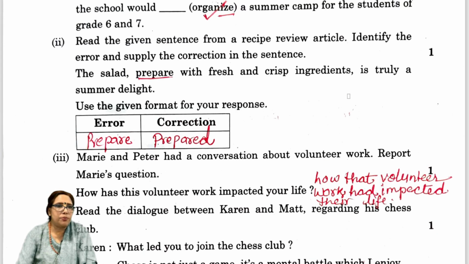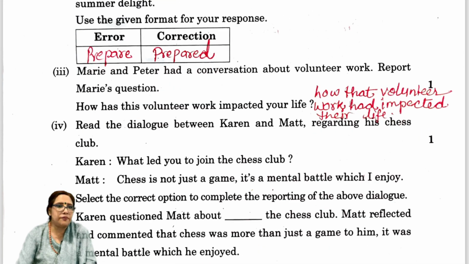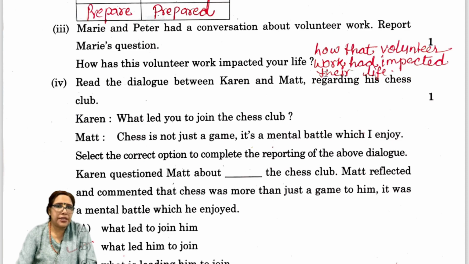Okay. Now coming to part 2, the salad prepared. It should be past tense. Here it is written the salad prepared. So the editing will be prepare will be changed into prepared. Now coming to part 3, it is about reporting Maria's question. How has this volunteer work impacted your life? And according to the reported speech, the answer should be how that volunteer work had impacted their life.